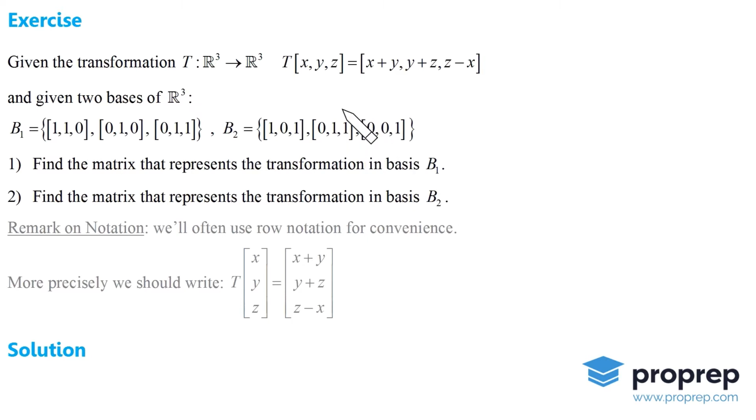And I want to remind you that as far as notation goes, we write our vectors as row vectors for convenience, but really if you had the space for it, this would be the correct way to write this transformation, vertical column vectors.